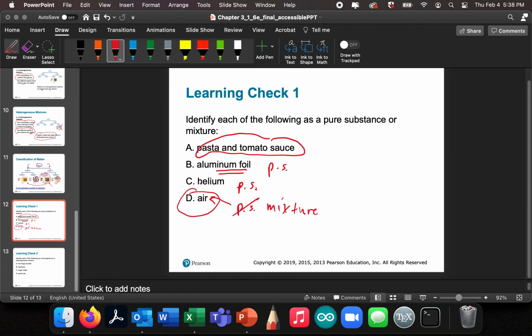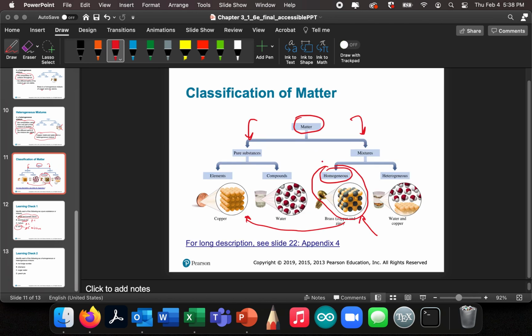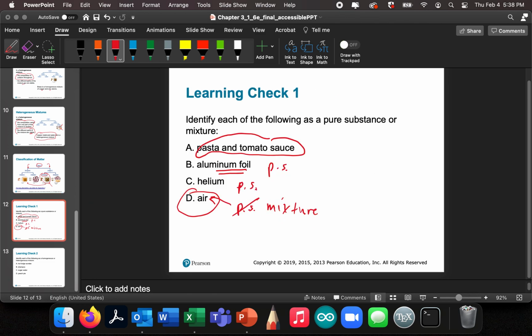It depends if you're looking at a small sample of it, like the air inside a balloon, that's definitely going to be a pure substance. But if you're looking at the, actually, no, that's not going to be a pure substance, right? That's going to be a mixture, sorry, because air inside a balloon is going to have some water molecules in it. No, it's definitely a mixture.